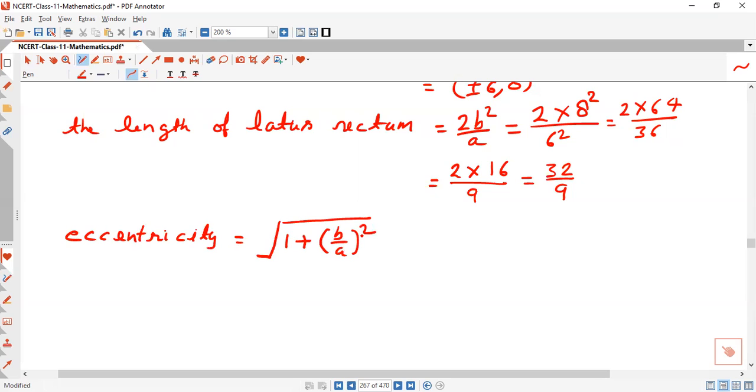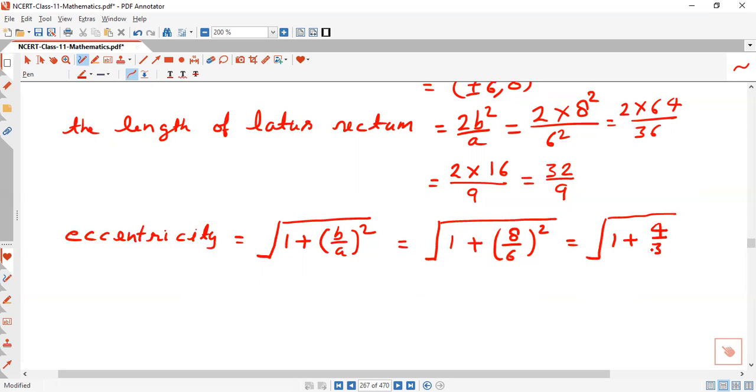This is the formula. In case of the ellipse, you remember, we have put here the minus sign, basically 1 minus. Now this is the formula for the hyperbola. Put the value here: 1 plus. What is the value of b? B is here 8, and a is 6. Put the value here: 8 upon 6 whole square. Make it simple. It will come out 1 plus (4 by 3) whole square.